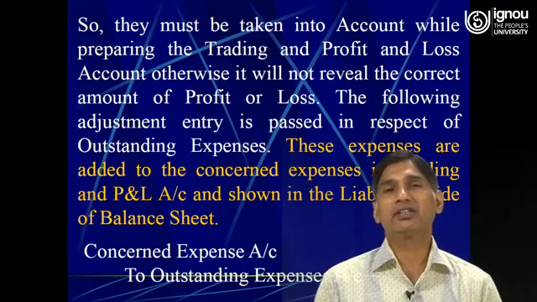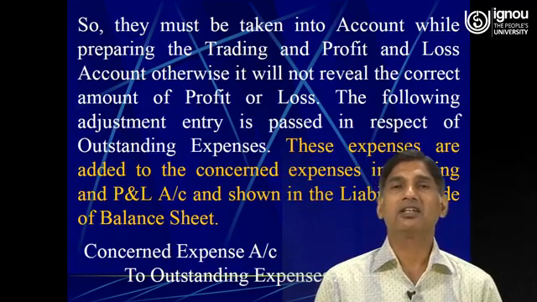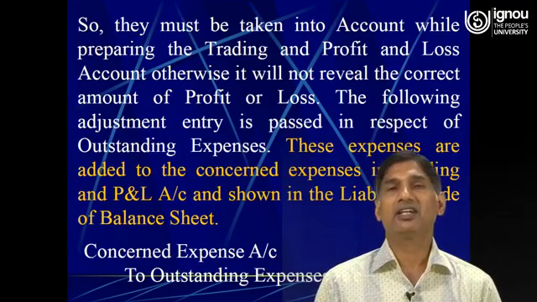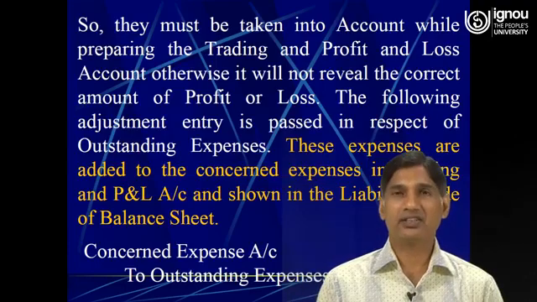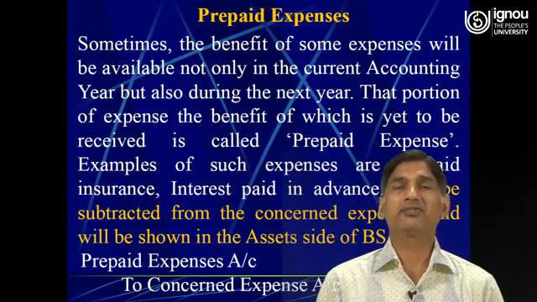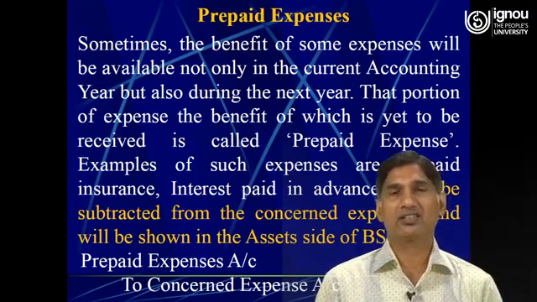So here the person has already given the services to the business, therefore his account will be credited, and the journal entry would be wages account debit to outstanding wages. The next one is prepaid expenses. So these are the expenses which have been paid in advance.